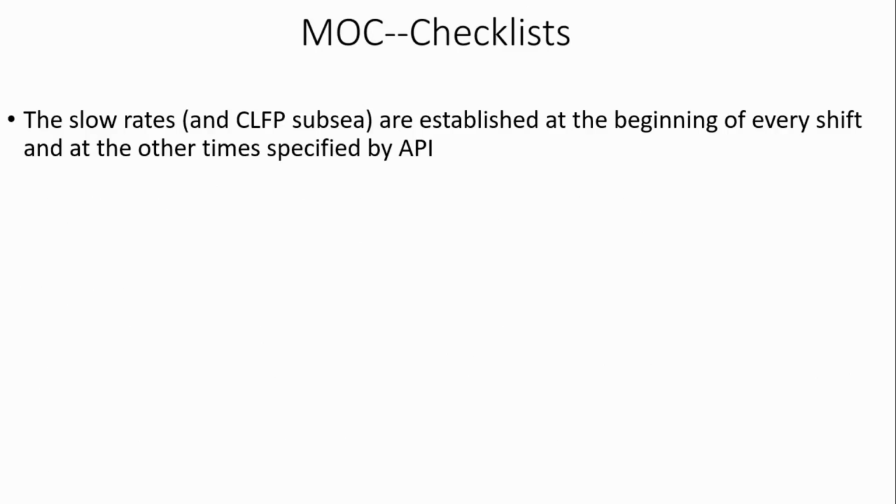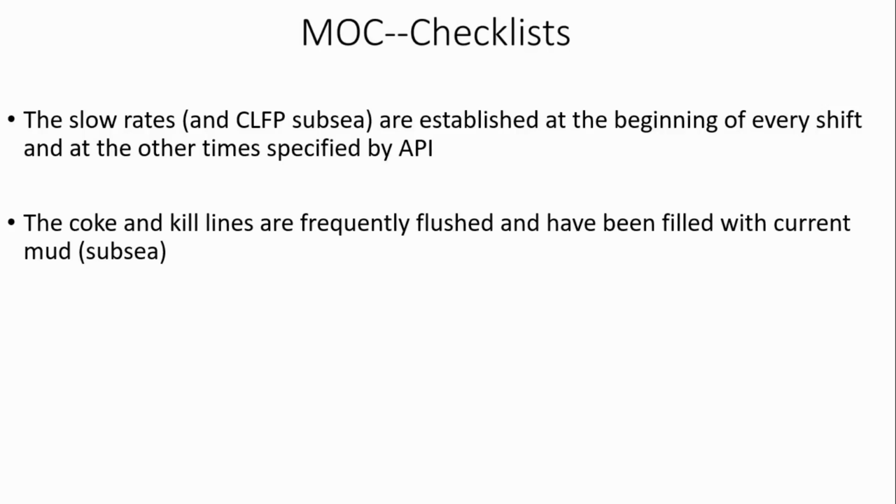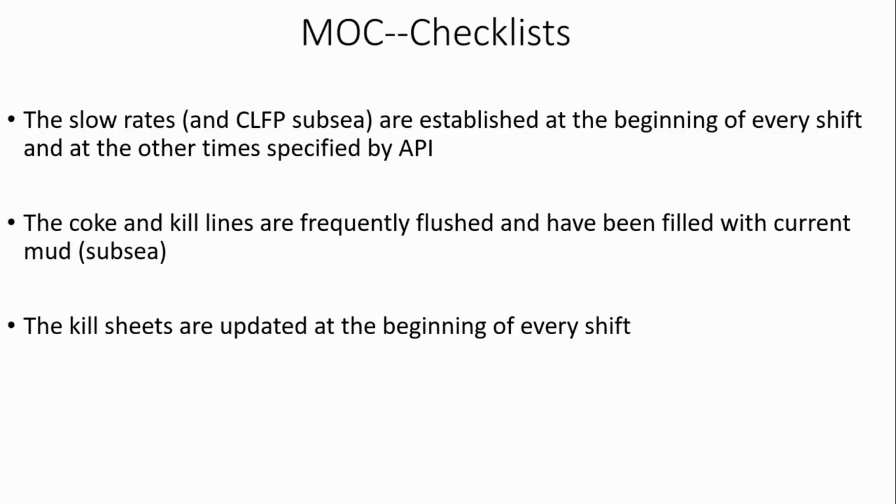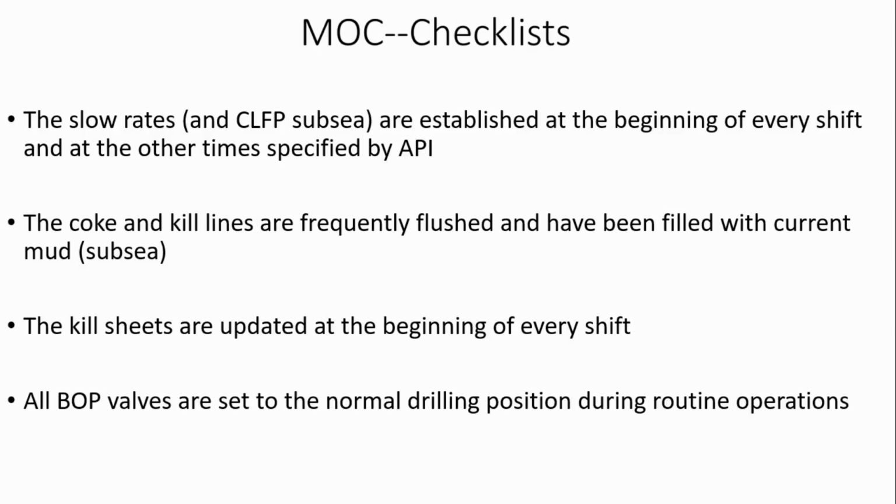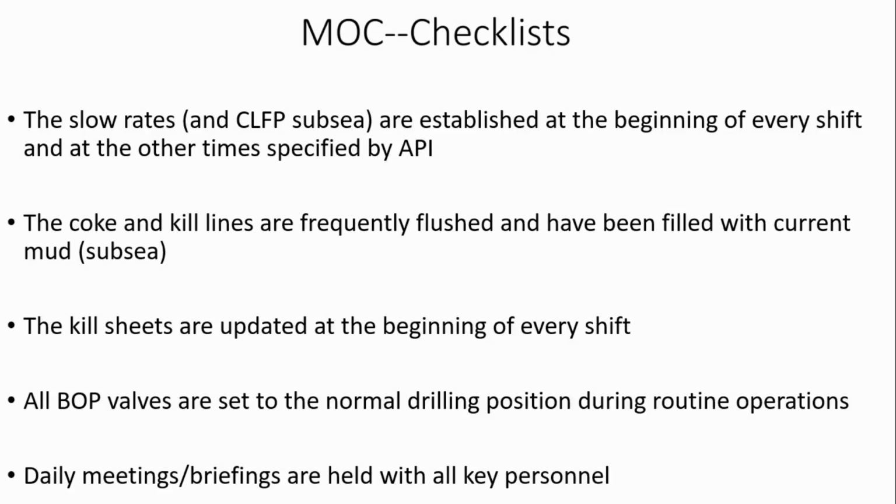The slow rates, and in the case of subsea, your choke line friction pressures have been established at the beginning of every shift and any other time specified by API. The choke and kill lines have been flushed and filled with current mud, and that's subsea. Your kill sheets are kept updated at the beginning of every shift with your pre-data. So you have all your kill sheets up to date. All BOP valves are set to the normal drilling position during routine operations. And you're conducting daily meetings and briefings with all key personnel on board.